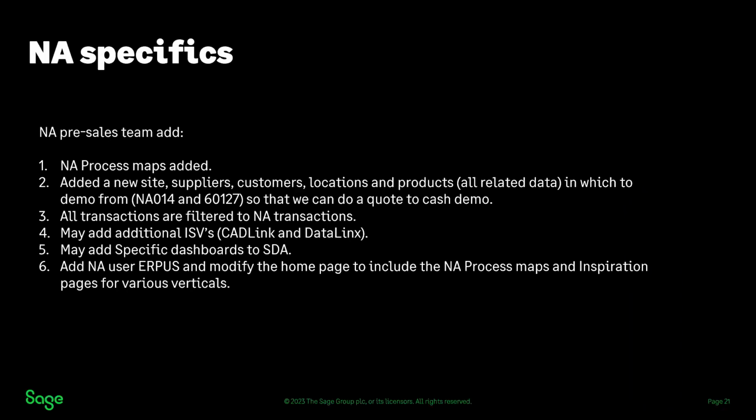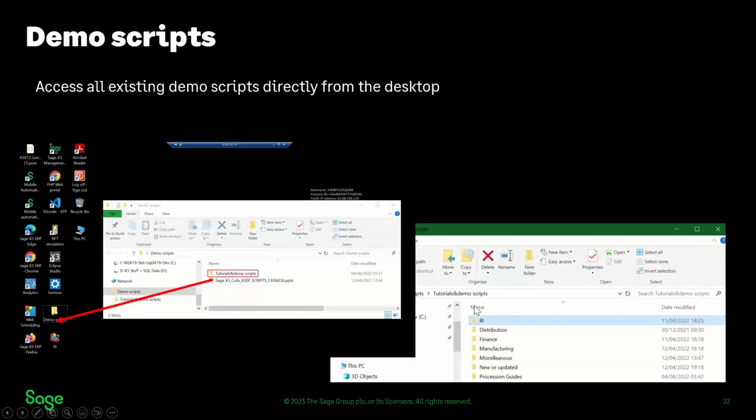And then here I included some NA specific items. I spoke to the pre-sales local team, and they provided me all the things that they do. Once we release, they add all these topics here. Basically, just to highlight, they include some vertical processes that they think are more focused on North American businesses. Also a quote to cash data set, so you can demo that from beginning to end, some ISVs that they may use locally, and so on and so forth. Okay, so I'll leave you this slide so you can read it better on your own.